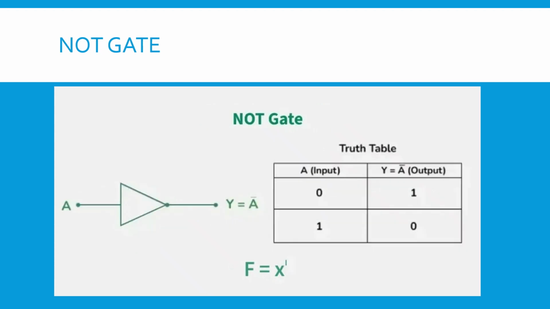Coming to NOT gate. NOT gate is like the inverse operation, so it gives the exact opposite of the input. That is, if the input is 0, the output is 1, and if the input is 1, the output is 0. So it is the complement operation, and it will have one input at a time.